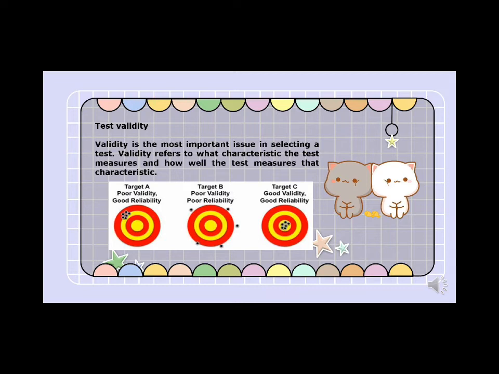The first one, target A, is poor validity but good reliability. Target B is poor validity and poor reliability. Target C is good validity and good reliability.